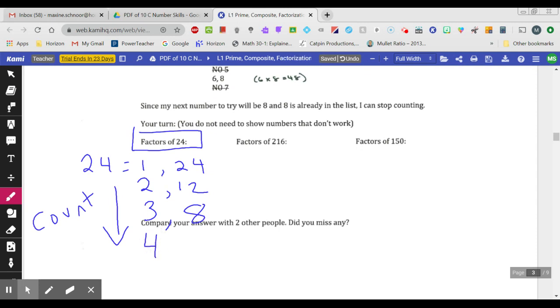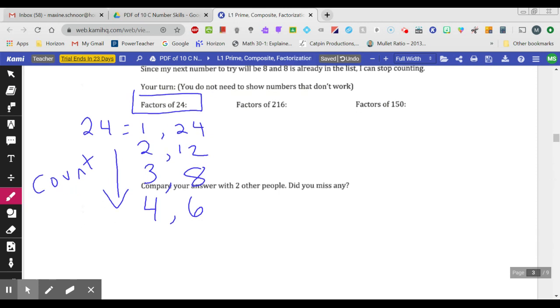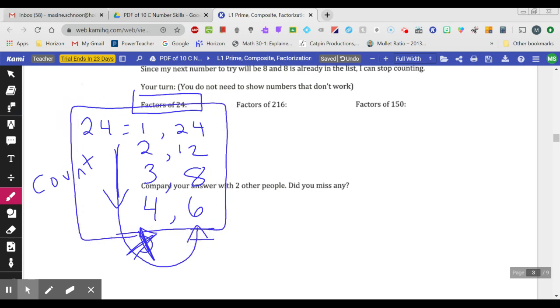Does 4 go into 24? Yep. 4 times 6 is 24. So 4 and 6 are both factors of 24. Does 5 go into 24? No. Next number after 5 is 6. But notice I've already got 6 written in the second column. As soon as you jump from going down one column, as soon as you do that wraparound, you know you have completed your list.